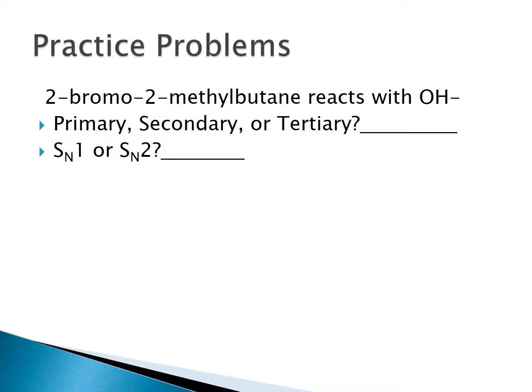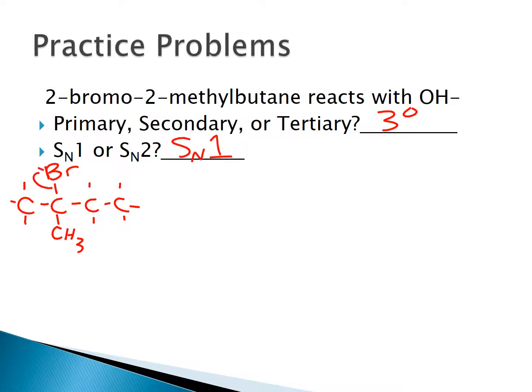The easiest way to figure out if it's primary, secondary, or tertiary is to draw it. When I do that, I see that the carbon atom that's bonded to the halogen is bonded to three other carbons. Just for simplicity, I'm going to leave those dashes to represent the hydrogens, because it's going to get a little crowded if I don't. So this is tertiary, and therefore it's going to react via SN1.